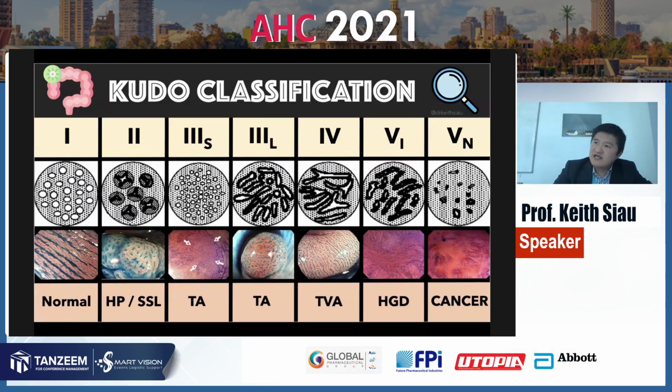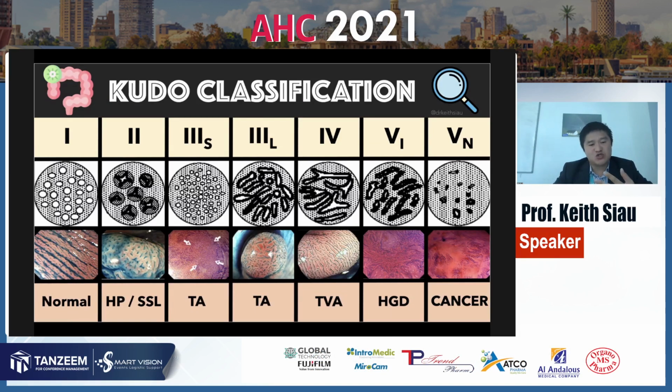The next is, how does the lesion look on the surface? Can it give us clues about what they actually contain histologically? Because the gold standard of looking at a polyp is to predict histology.